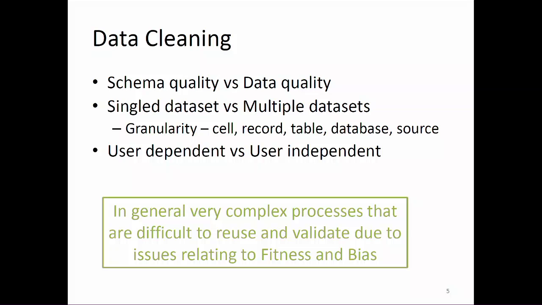And then again, single data sets, well, multiple data sets. I'll talk about this more when I talk about data integration. And then user dependent versus user independent. Again, it is hard to generalize, again, what I talked about, that for some users, data is clean, for others it's too messy. It depends upon what the use of that data is.